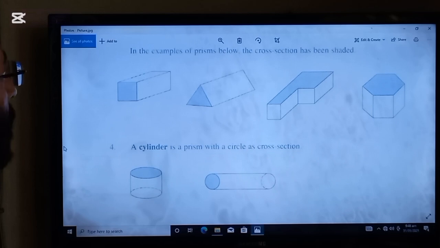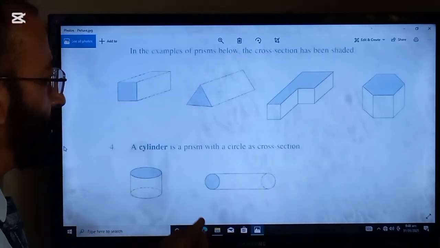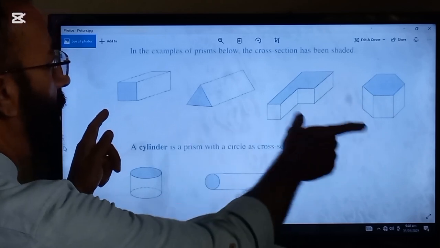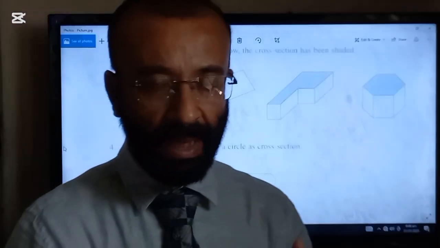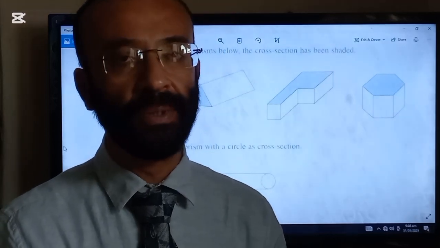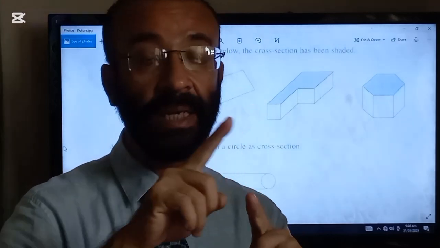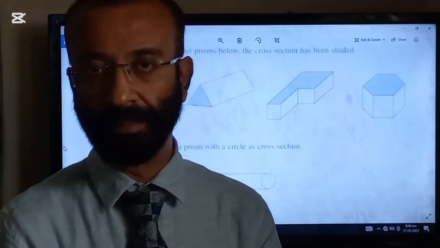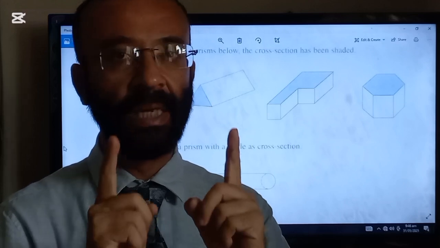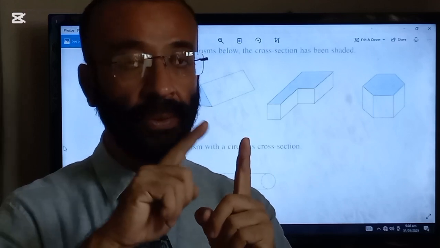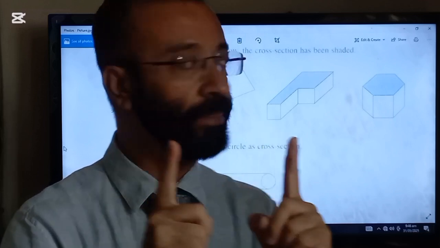In the examples of the prisms below, the cross-section has been shaded. So these shaded parts are called the cross-sectional areas of the prism. In simple words, the cross-section is actually a side whose opposite side is exactly the same. Listen again. Cross-section is actually a side whose opposite side is exactly the same.